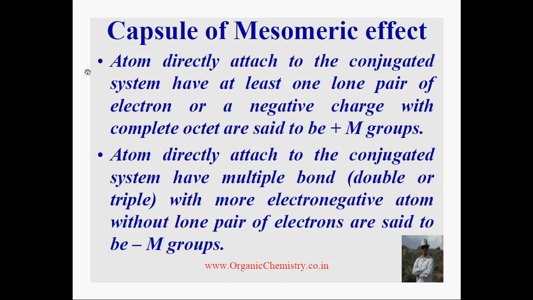Capsule of mesomeric effect. We have to think about the atom directly attached to the conjugated system. If it has at least one lone pair of electrons, or a negative charge with a complete octet, it is said to be a plus M group. If the atom directly attached to the conjugated system has a multiple bond, double or triple, and is more electronegative without a lone pair of electrons, it is said to be a minus M group.